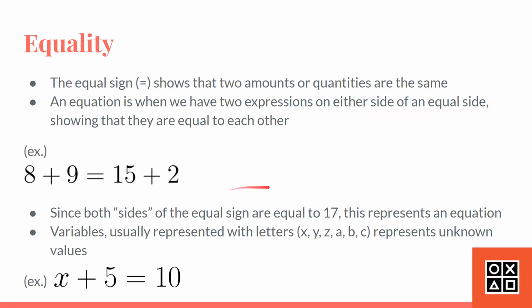This is a true equation because 8 plus 9 is 17 and 15 plus 2 is 17. 17 is equal to 17. Since both sides of the equal sign are equal to 17, this represents an equation.